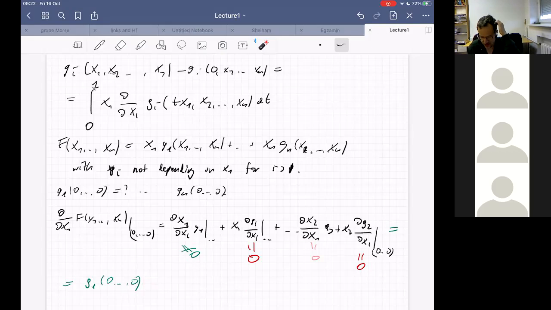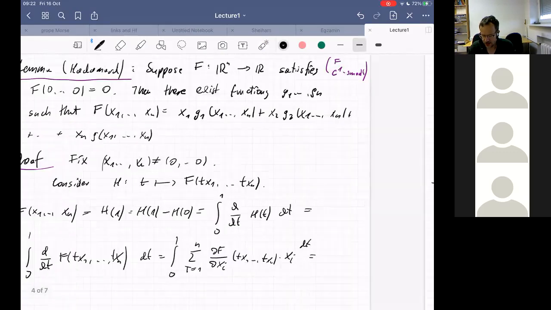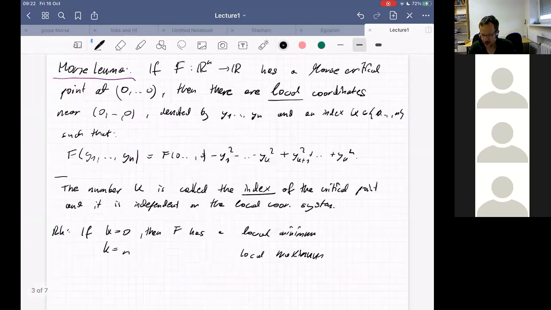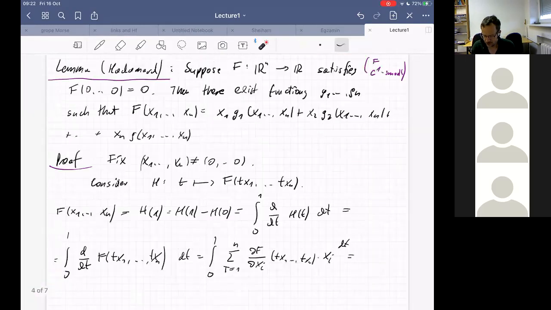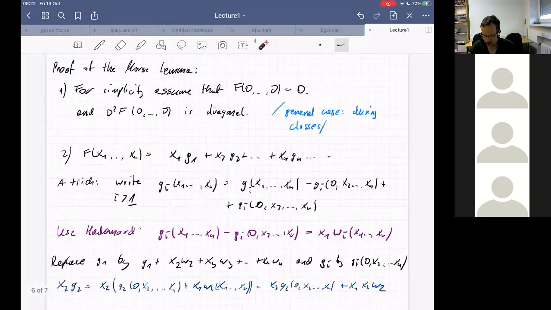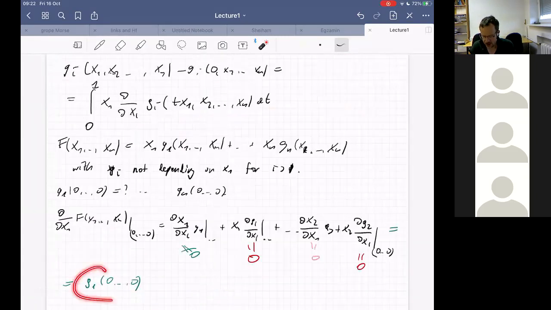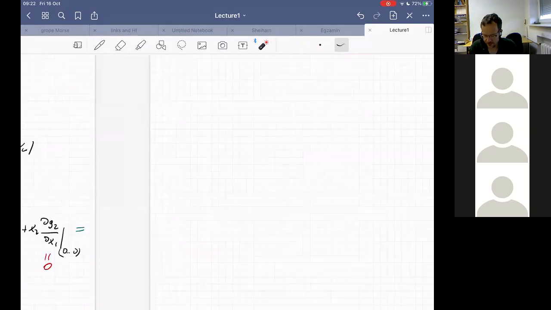So then you see, that's what we had in the Morse lemma, that the function has a Morse critical point at 0, 0, 0. So the derivative is 0. So passing here, this guy is 0 at 0, 0, 0. So what we can do is apply Hadamard's lemma once again.